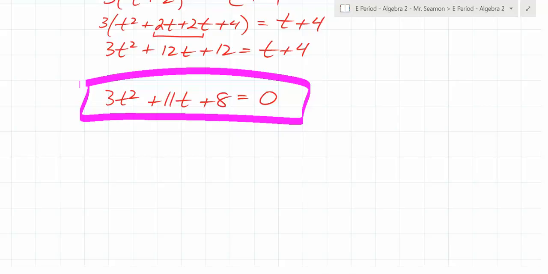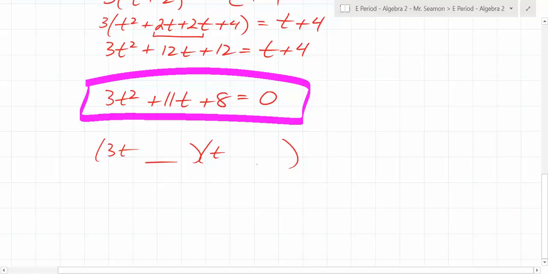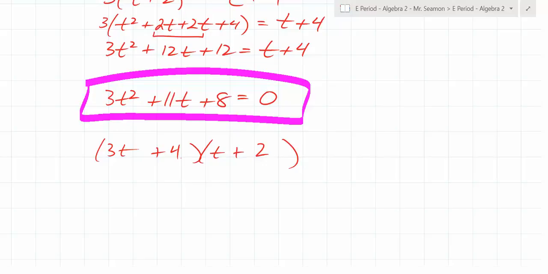If you can, does this factor? What do you think? You could try it, right? It's going to be 3t and t, right? These two numbers have to multiply together to get what? 8, and then they need to add together to get 11 with the 3 mixed in. So you have to be careful, so maybe plus 2 and plus 4, right? But does that work? It gets you 10t. So it doesn't really work. So at this point, what should you do?